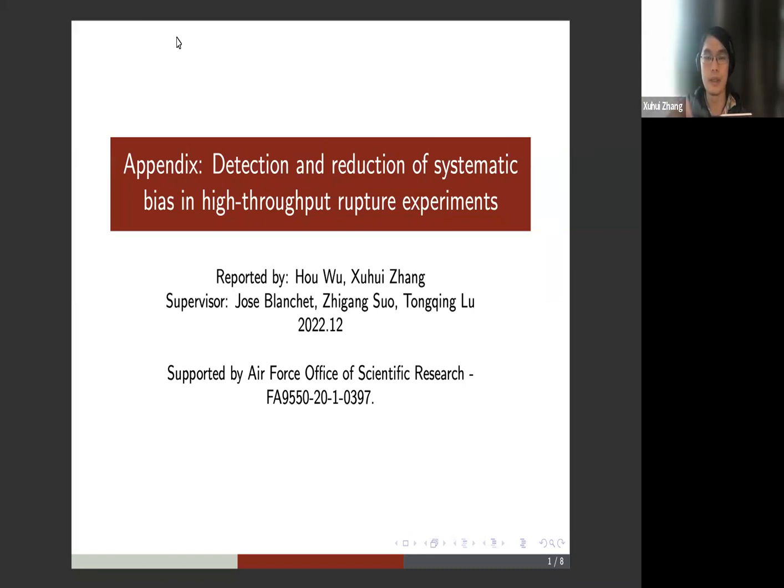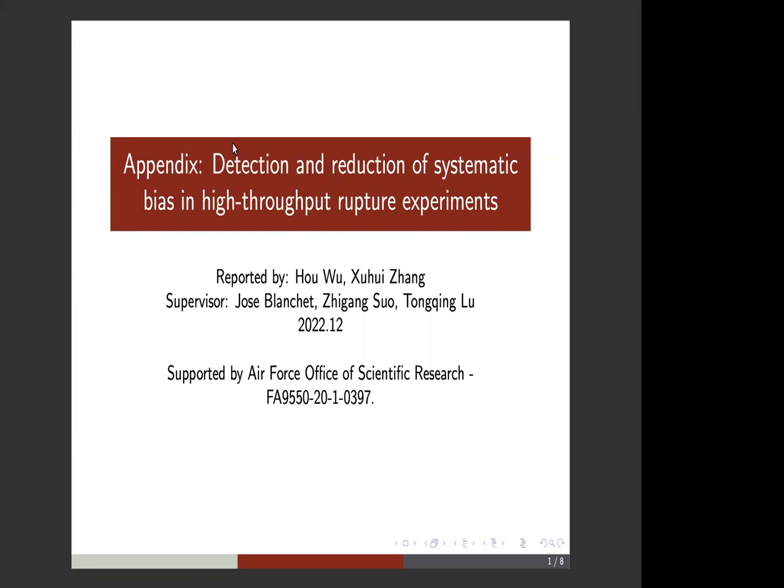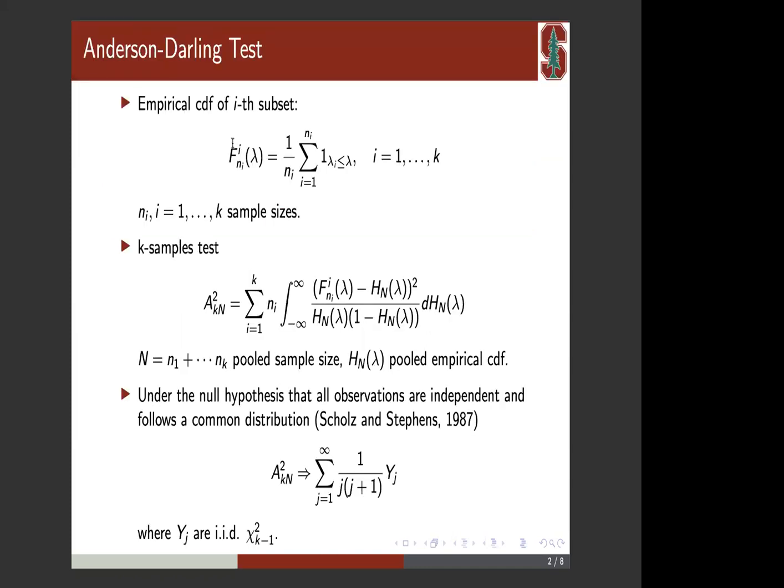Hi, I'm Xuhui, and I'll be discussing the statistical methods used in our project. First, I'll be discussing the Anderson-Darling test used in our paper to test the systematic bias in high-throughput experiments. The Anderson-Darling test is a non-parametric method to quantify the closeness between empirical CDFs of multiple subsets of samples.